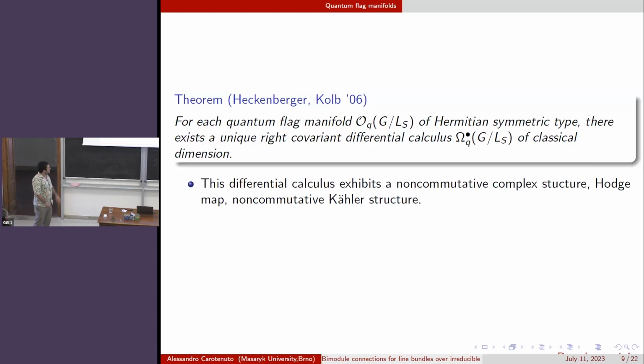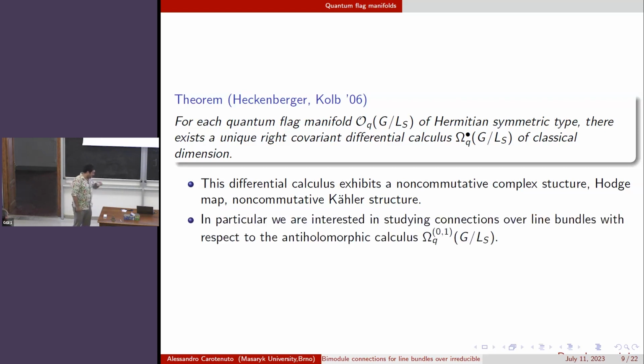It has noncommutative complex structures. There is a Hodge star map. They also make the quantum flag manifolds noncommutative Kähler manifolds. So since we have a complex structure, we have a notion of holomorphic and anti-holomorphic parts of the calculus, and we are interested in studying connections over the line bundles on the quantum flag manifolds with respect to the anti-holomorphic part of the calculus.